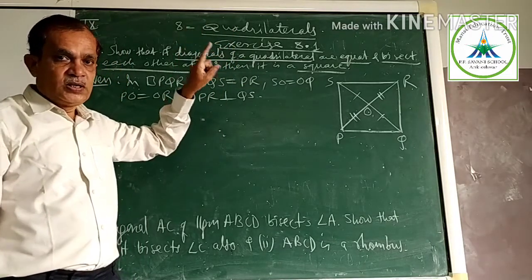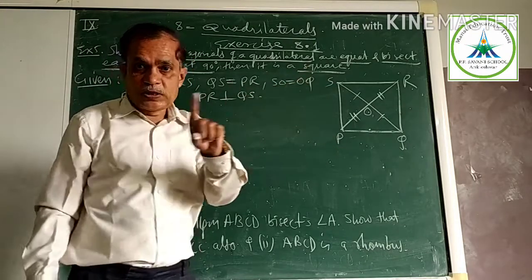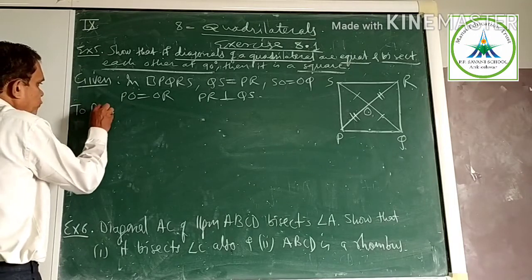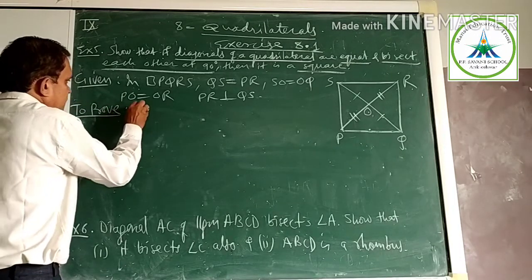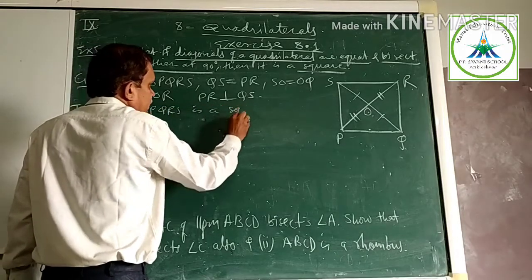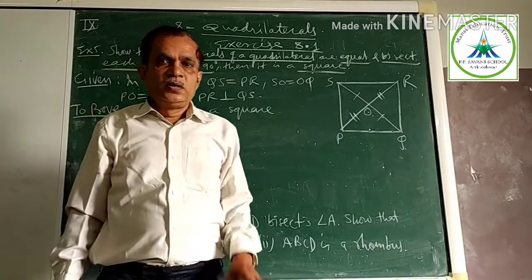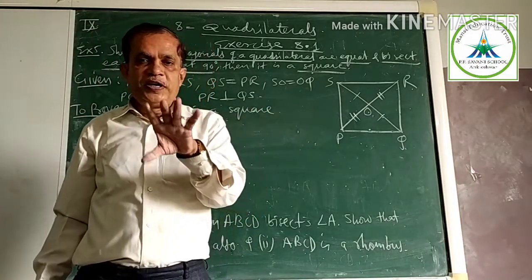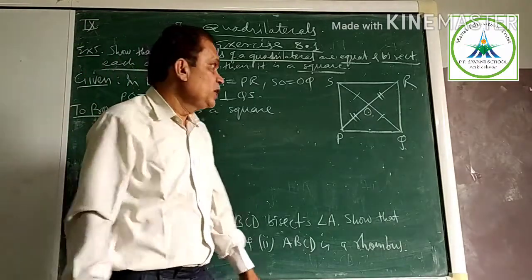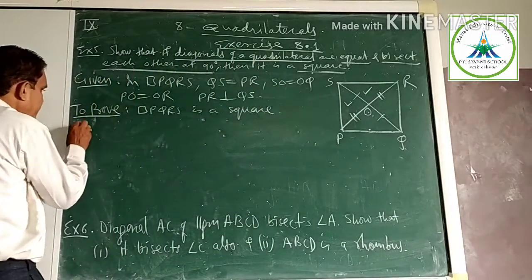We wrote whatever is given in the example. Okay, students. See, I drew a square because we are going to show it is a square. Because a square is also a quadrilateral, right? Now to show or to prove: PQRS is a square. Now, if we are going to show it is a square, first we have to show all its sides are equal. Very simple. See, you take these two triangles, POS and ROS.